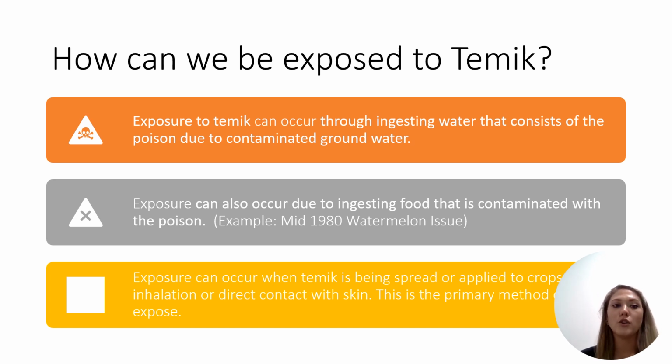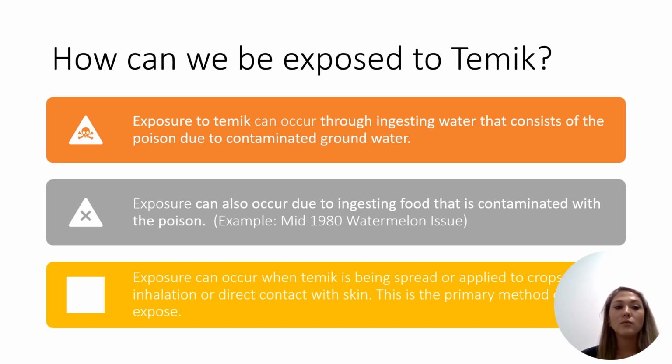Another way exposure can occur is due to ingesting food that is contaminated with the poison. And a great example of this is the mid-1980s watermelon issue. In the mid-1980s, over 2,000 Californians were poisoned by Temik as a result of eating watermelons that still had the pesticide on the outside of them. And as of 2010, it remains the largest case of pesticide food poisoning.